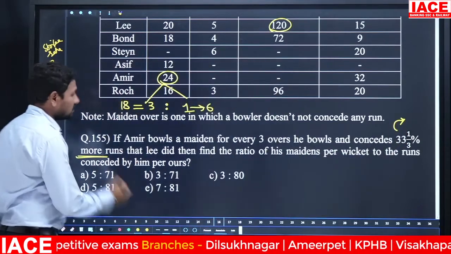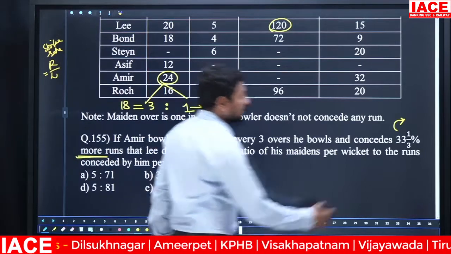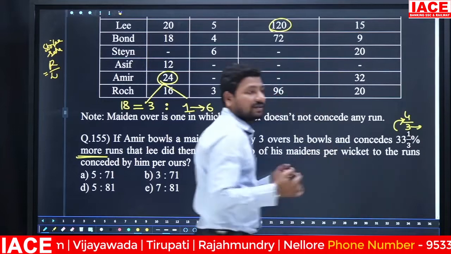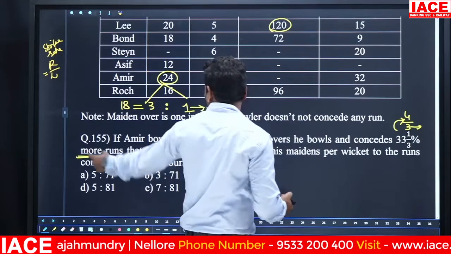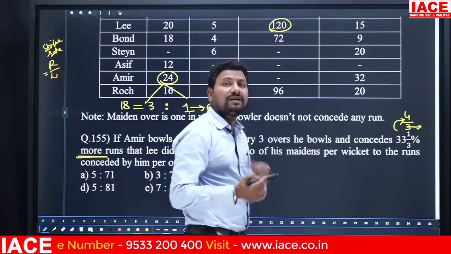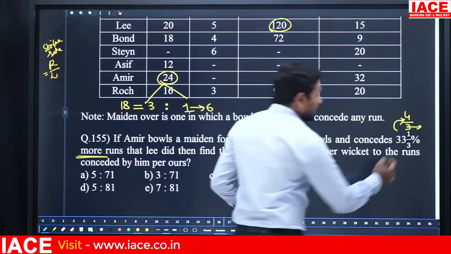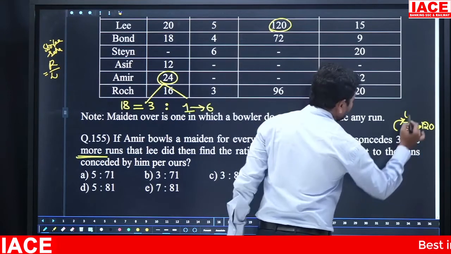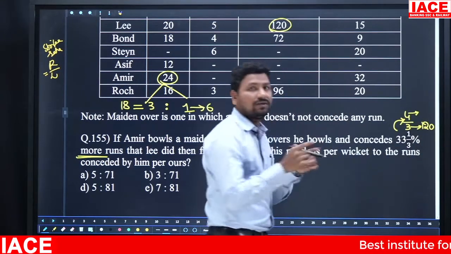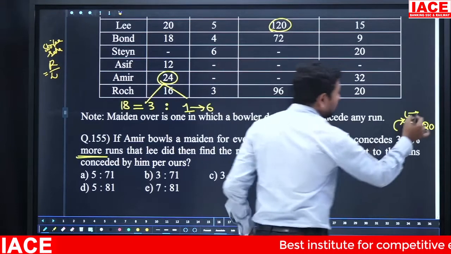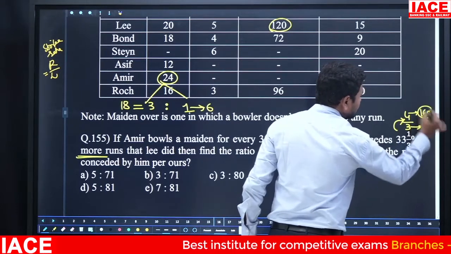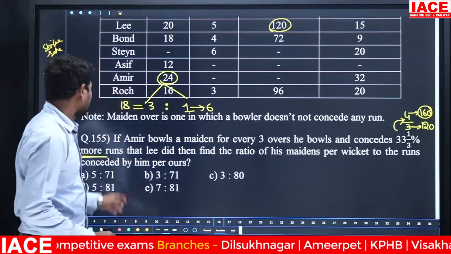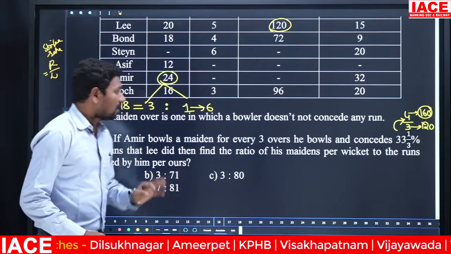33 1/3% more means it becomes 4/3. 33 1/3% is basically 1/3, but when it says more, it is equal to 4/3. Then 3 parts is equal to 120 runs. 4 parts is equal to how many runs? 3 to 120 is 40 times, 40 times 4 is equal to 160 runs. 160 runs here. Now the question is, find the ratio of his maidens.